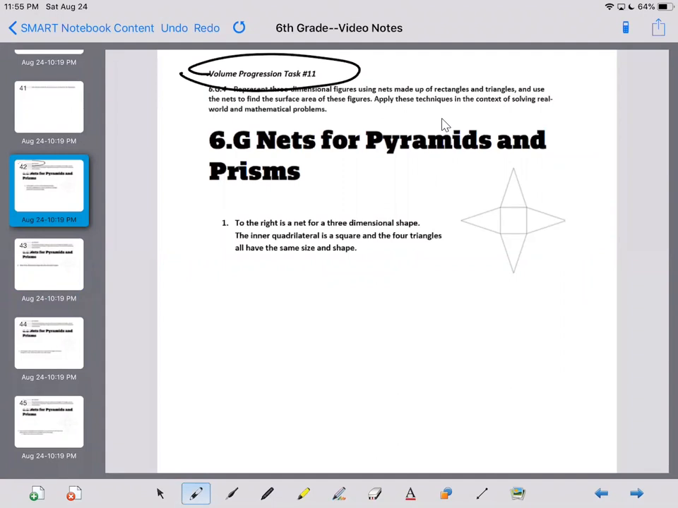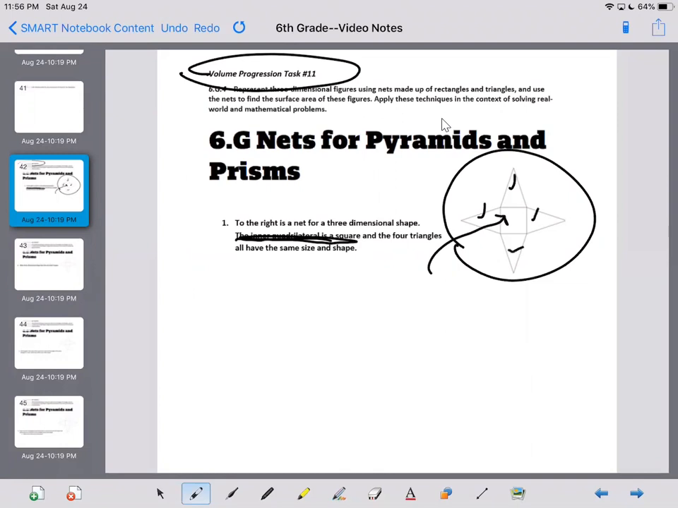So to the right, we have a net for a three-dimensional shape, and notice that the inner quadrilateral is a square, and then we've got 1, 2, 3, 4 triangles that all have the same area and the same shape. So if we were looking for surface area, abbreviated here S.A., we know that we're looking at a square, and then we know we're looking at 4 triangles that have the same area. So that's how you're thinking about figuring out the surface area.